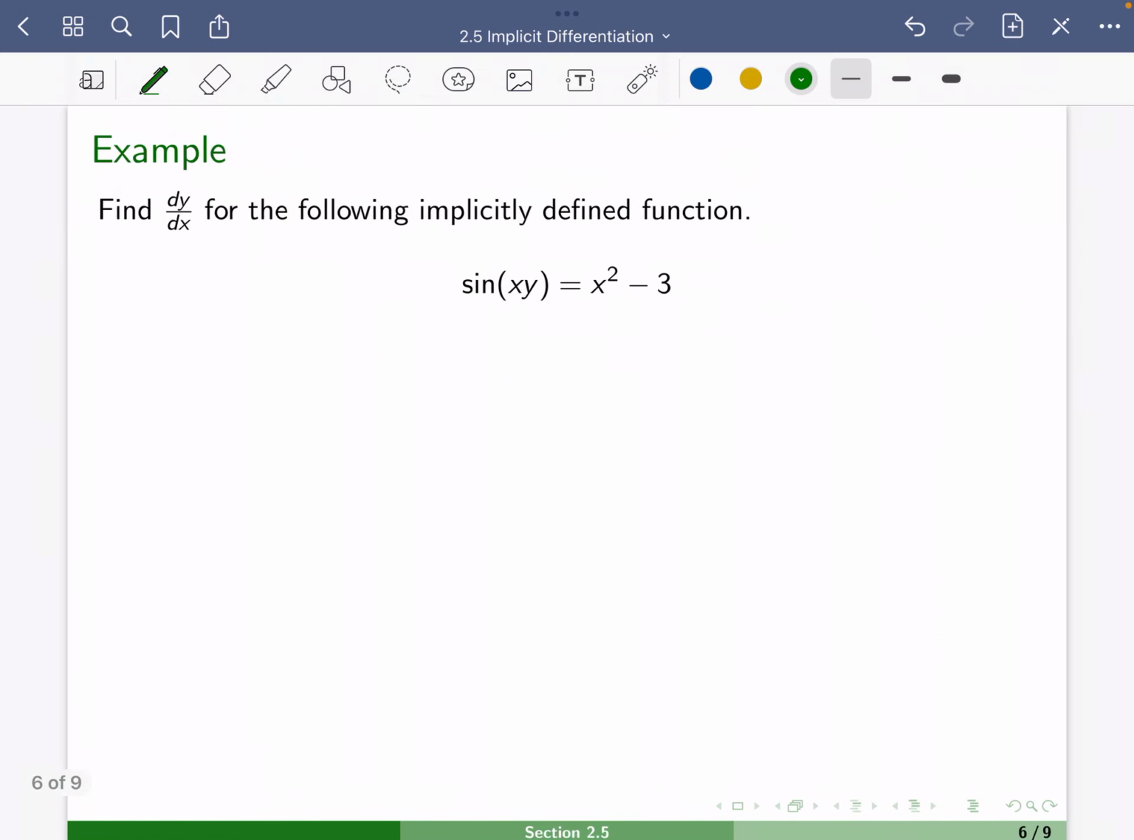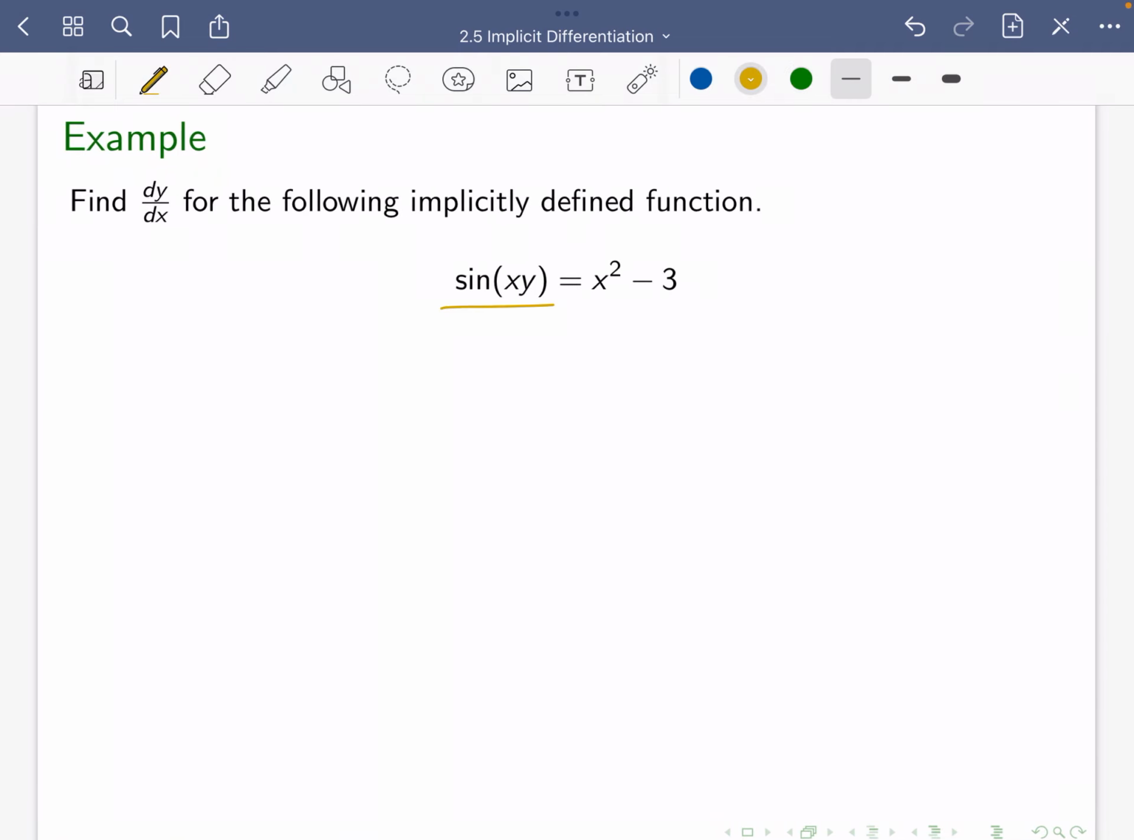All right, so now let's look at sine of xy is equal to x squared minus 3. So we're going to take our derivative. When we take the derivative of this left-hand side, we have a chain rule showing up right away. So our outside function is sine. The derivative of sine is cosine. The inside stays the same. Then we need to multiply by the derivative of the inside. What is the inside? The inside is x times y.